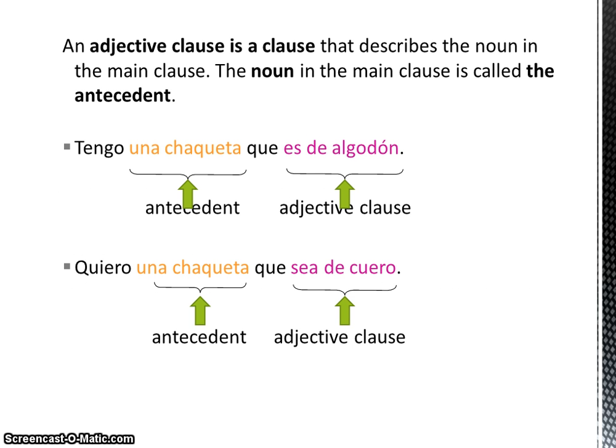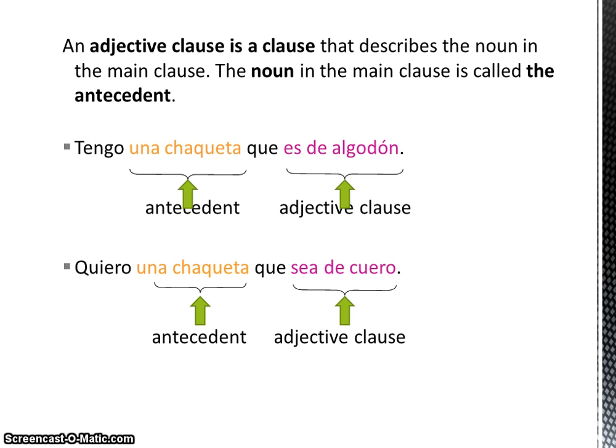An adjective clause is a clause that describes the noun in the main clause. The noun in the main clause is called the antecedent. So look at these examples. Tengo una chaqueta que es de algodón. My antecedent is my chaqueta, my jacket. It's the thing that I am describing with the phrase that is in purple, es de algodón. That is describing all of those, the subject, the verb, and the additional information is describing one thing, the antecedent, which is the chaqueta. I'm using the indicative there because I know that it exists.